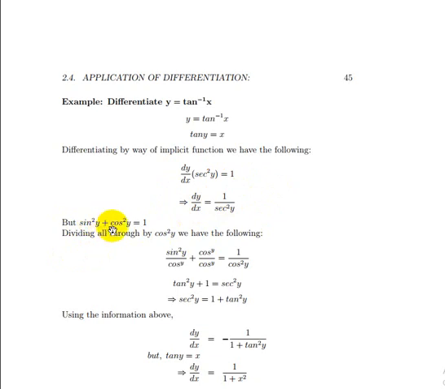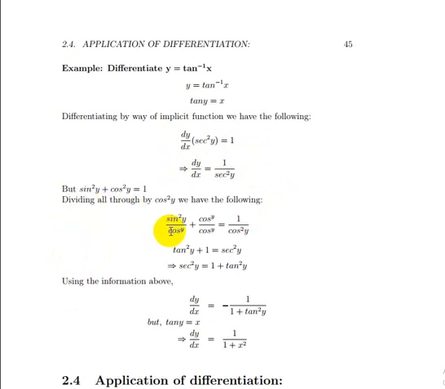So sine squared y plus cos squared y equals 1. If I divide all through by cos squared y, we are going to have sine squared y all over cos squared y plus cos squared y all over cos squared y. So these and these are going to cancel. You are going to end up having tan squared y plus 1 equals sec squared y. So you see a relation now between the tan and the sec.